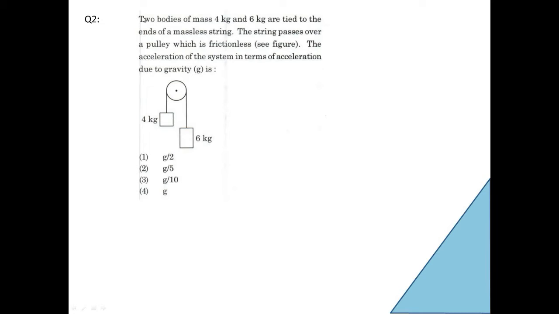Second question. 2 bodies of mass 4 kg and 6 kg are tied to the ends of a massless string. The string passes over a pulley which is frictionless. See the figure. We have to find the acceleration of the system in terms of acceleration due to gravity g. This is the diagram given. One is 4 kg, the other one is 6 kg. 4 options are given: option 1, g by 2; option 2, g by 5; option 3, g by 10; option 4, g. This device is called an Atwood machine.